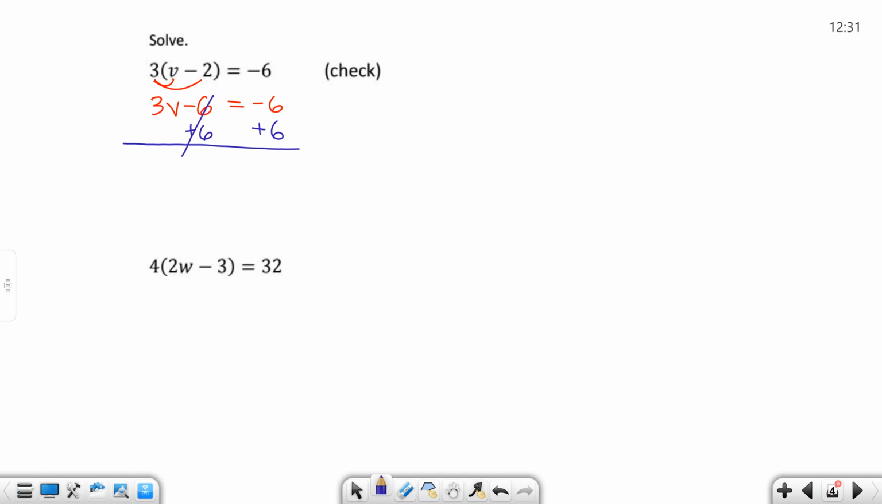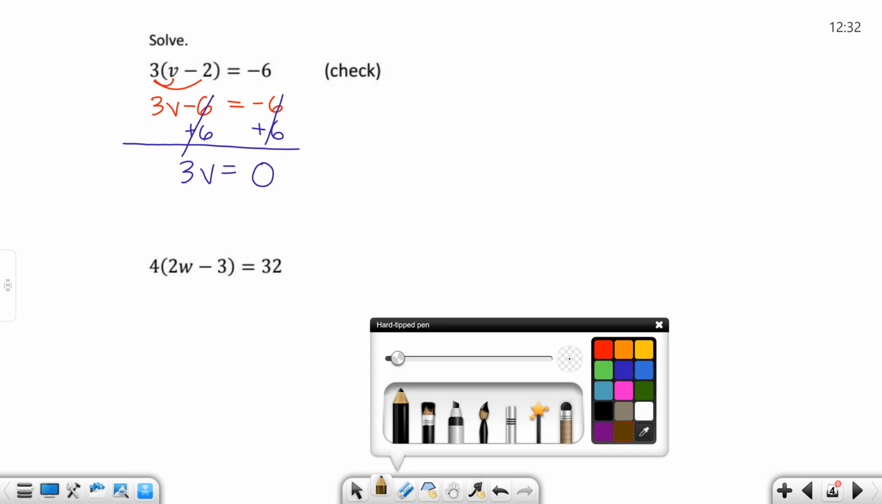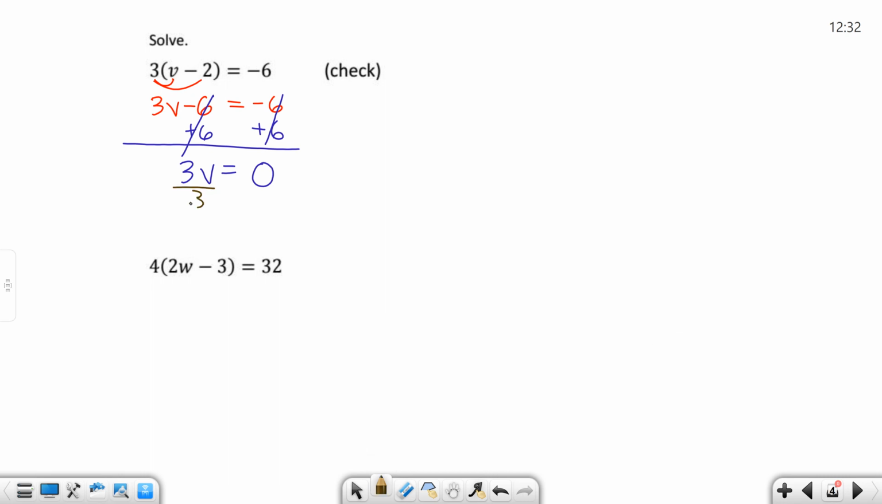That cancels. Negative 6 plus 6 cancels. So that's going to end up being what? 3v equals negative 6 plus 6. By the way, that also cancels. Don't want to mark through it. You can or don't have to or whatever. But it cancels. It goes to 0. So then now I have 3v equals 0. And I want to solve for v. So I need to divide now by the 3 because 3 is multiplied times v. Those 3's divide out.